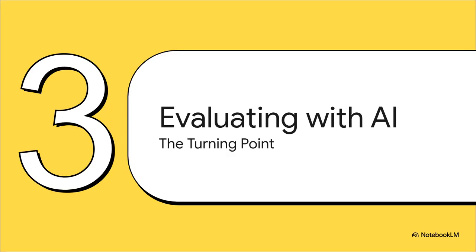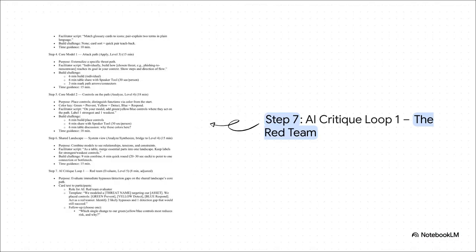Section 3. Evaluating with AI critique. The turning point. So now we hit level 5 of Bloom's taxonomy, the evaluate stage. In step 7, we run our first AI critique loop. Here, the AI steps in as a red team evaluator. Now, it's absolutely crucial to understand here the AI isn't building the model. It's not taking away human agency. Instead, it's stress testing the physical structures the participants literally just built on the table.